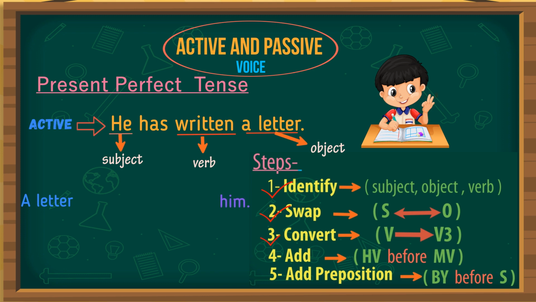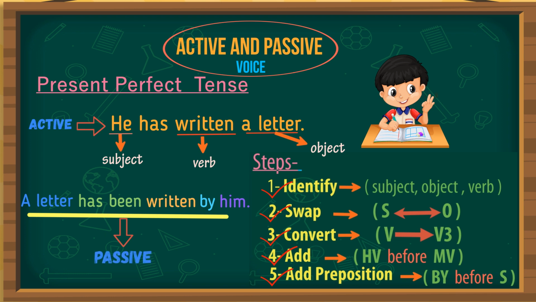Next is convert the main verb into the verb's third form. So, written stays written. Next, add a helping verb of to be. Has been is added before the verb. Complete the sentence with by before the subject. So, by is placed before him. Passive voice sentence: a letter has been written by him.